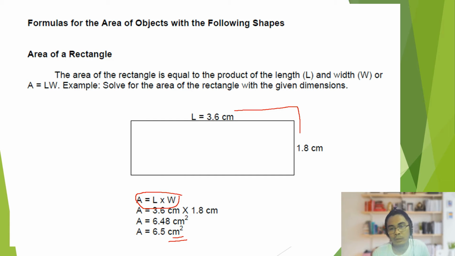Take note that the unit for the length and the width should be the same, because you cannot get their product immediately. The first step that you need to carry out is to make the units the same, po. So if this is centimeter and this is millimeter, hindi siya pwedeng i-multiply kaagad. But in this case, we have similar units. That's why meron tayong answer na 6.5 square centimeter.